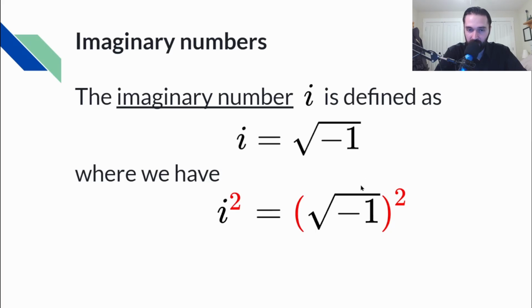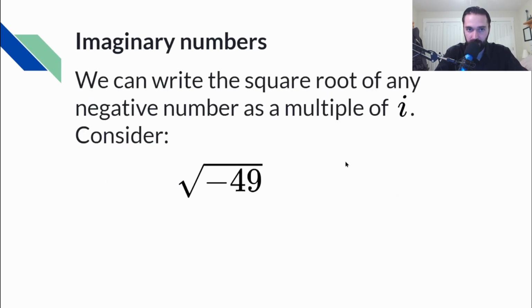And check this out. If we square both sides of this equation, we get i squared equals this, right? The square root and the square undo each other, and on the right-hand side, we're just left with negative 1. Okay, so i squared equals negative 1. All right? So this is what an imaginary number is.